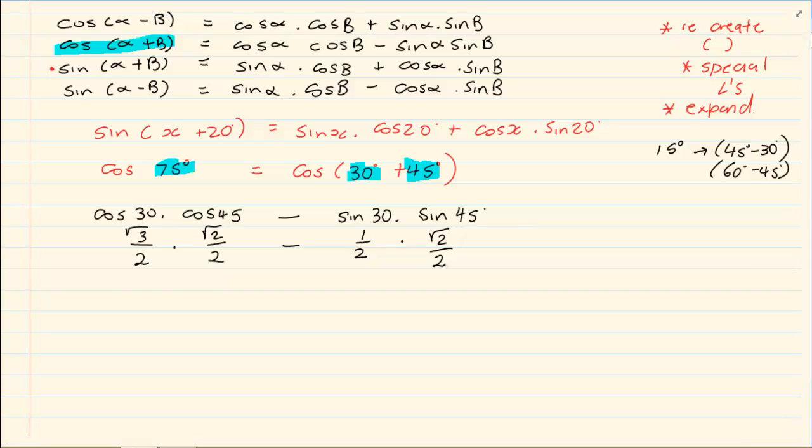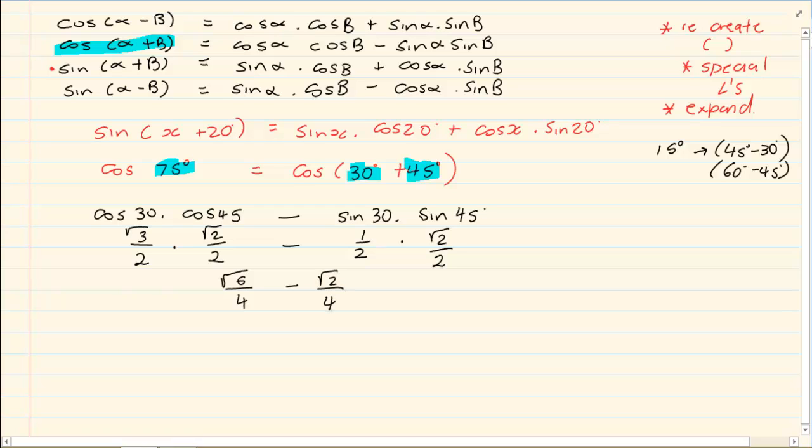After that, it is your standard algebra. Now most of your calculators would immediately be able to give you an answer. But if you do it step by step, we are multiplying. Root of 3 times root of 2 is root of 6. 2 times 2 is 4, minus root of 2 times 1 is root of 2. 2 times 2 is 4. Then we put it over a common denominator, giving us our final answer without the use of a calculator.